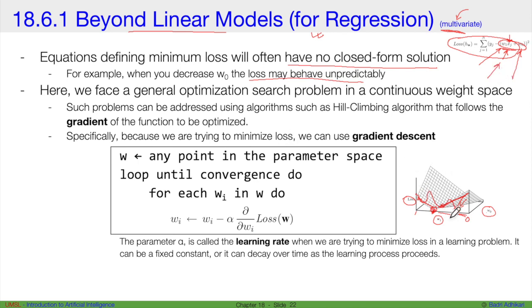So this kind of behavior happens when your loss function is complicated. Now, such a problem, where you have many variables that determine the loss, and the loss may not be predictable, is a general optimization problem. And we say that the problem is in a continuous weight space because these weight values are real continuous values. Such problems can be addressed using algorithms such as hill climbing. We will not get into the details of what the hill climbing algorithm is, but it is one of the algorithms that gives you at least a solution when the problem is an optimization problem.